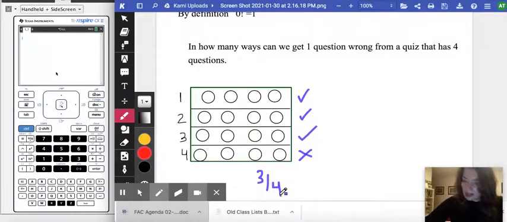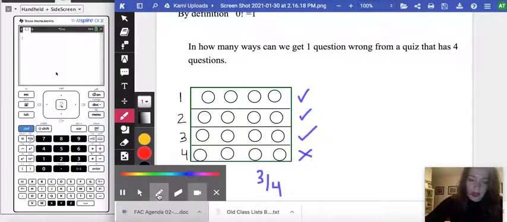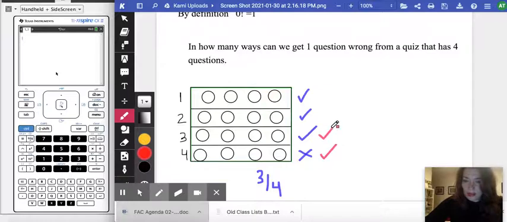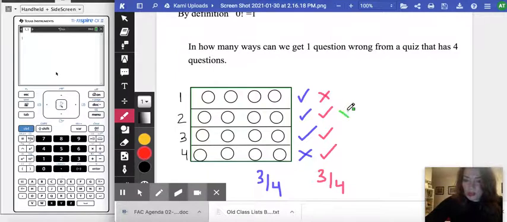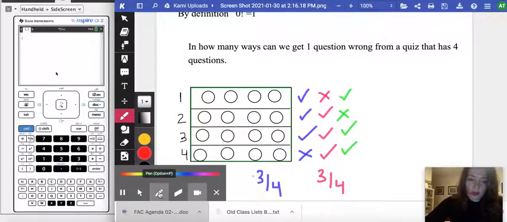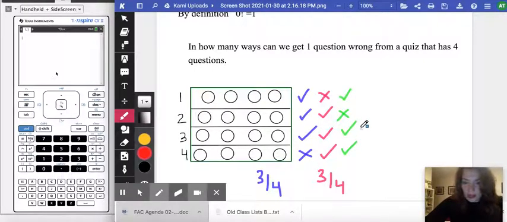But there's other ways I can get 3 out of 4. For example, let's try a different combination. I could get number 4 correct, number 3 correct, number 2 correct, and get the first one wrong. And that will also give me 3 out of 4. Using the same idea, we can get question number 2 wrong and get the other 3 correct. Or we can get question 3 wrong and get the other 3 correct. So in each case, we have 3 out of 4 correct.